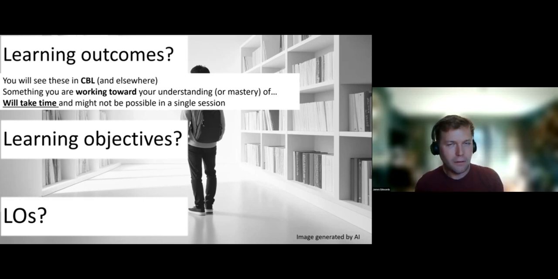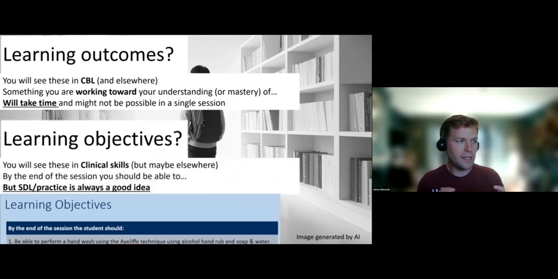A learning objective is something that you may come across more with clinical skills. So the idea is that in a specific session, the objective is that you will leave that session being able to do something. So for example, by the end of a session, you should be able to perform a hand wash using a particular technique. So that's something that you attend your session, you learn how to do, and by the end of the session, you should be able to do it. Now, that's not to say that that's the end of the story. Of course, you need to be going back over these things and revisiting and revising them. But they're two subtly different things.